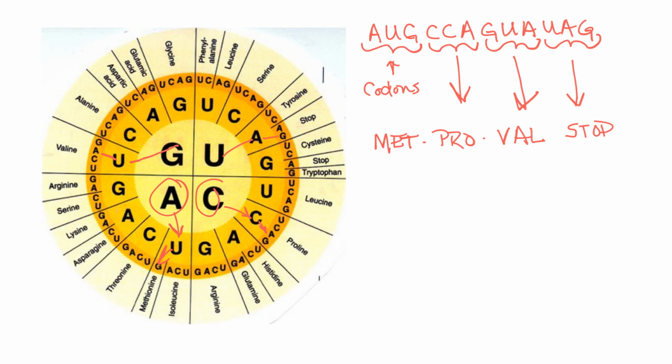And so our protein consists of these amino acids. Now, in reality, proteins are much longer than three amino acids, but for our purposes, that's what we're going to use.